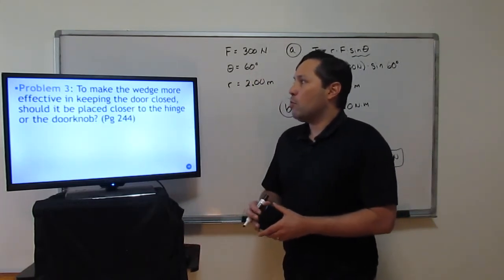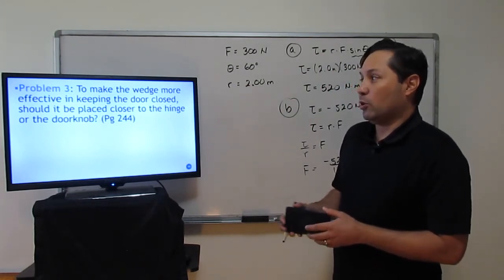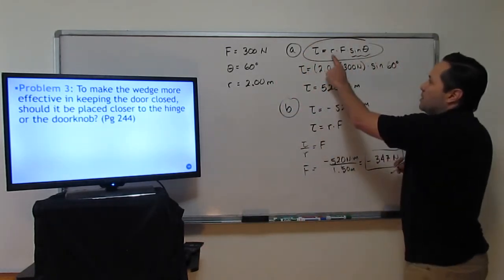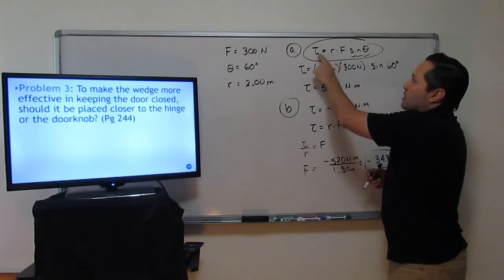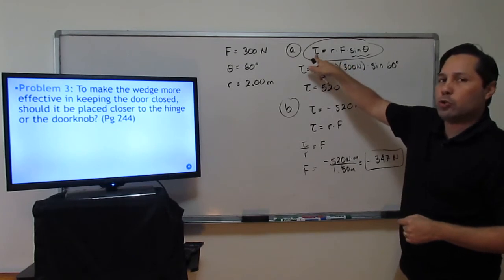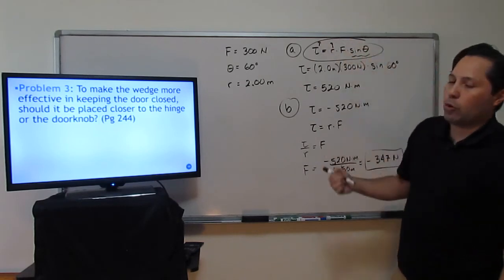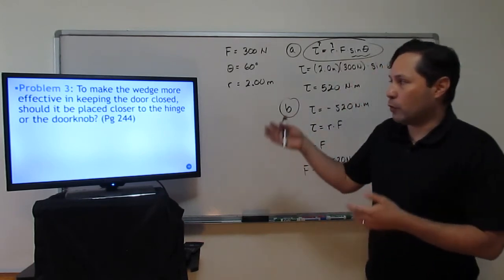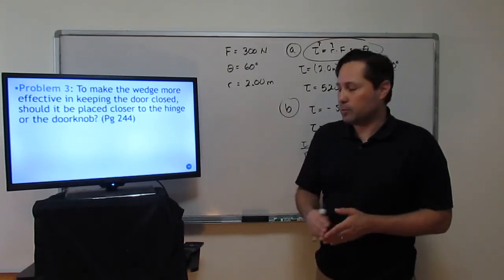To make the wedge more effective in keeping the door closed, should it be placed closer to the hinge or closer to the doorknob? If you look at our formula here, this is a distance from the pivot point, in this case the hinges of the door. Notice it is in the numerator, so it's proportional to the torque. The larger the R, the larger the torque, and you want more torque. So the answer is further away from the hinges, closer to the doorknob, and that makes it the most effective possible at keeping the door closed.